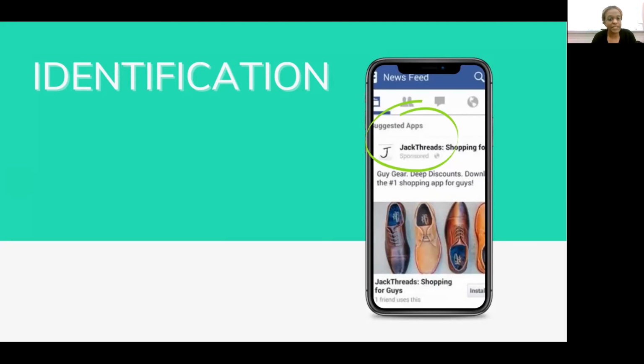So the identification just tells you the who, the what, the where, the why, the when of this ad. So that once they pulled you in and got you interested in whatever it is that they're selling, now you know where to go to get it and how to get it and who this is that's selling it.